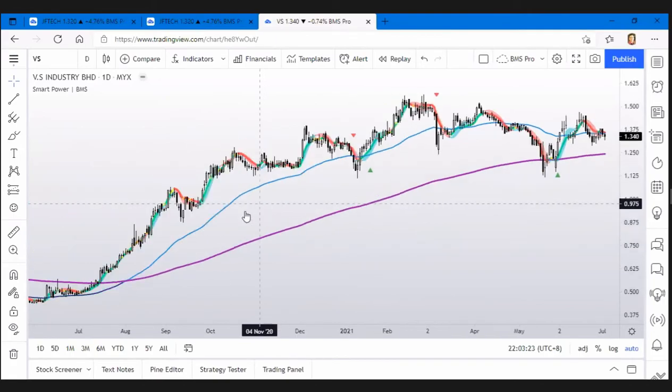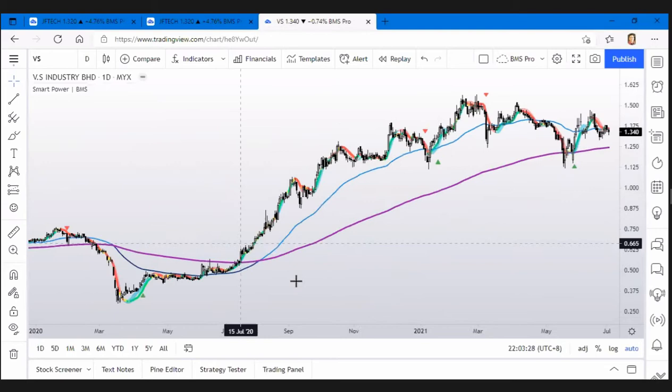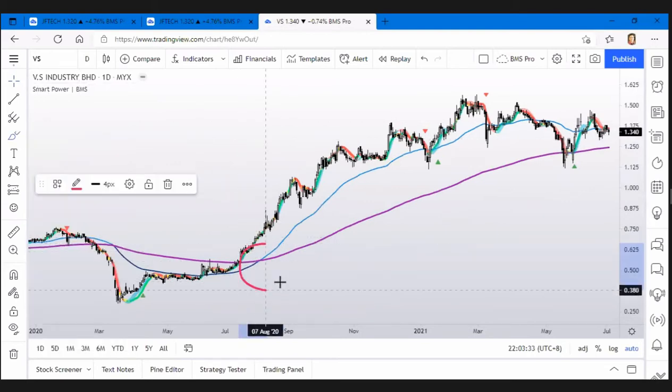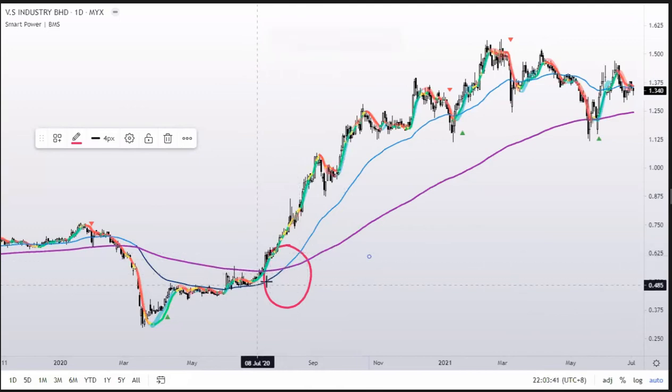Now on the uptrend, you can see the blue line is above the purple line. This is an uptrend, okay? This is this area here. This is the golden cross. So when the blue line crosses up the purple line, 50 crossing up the 200 is a golden cross. The price will move up. This is the traditional EMA kind of thing, right?